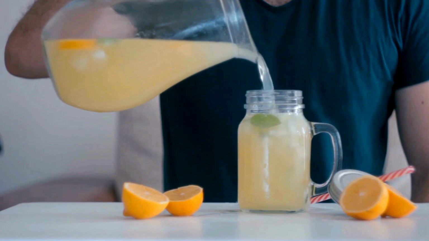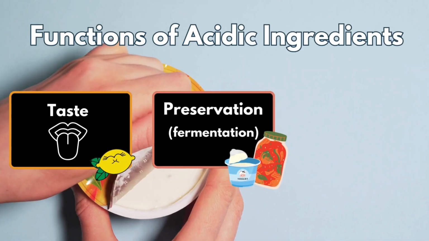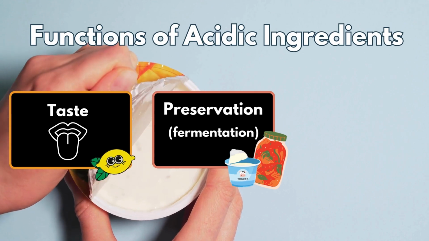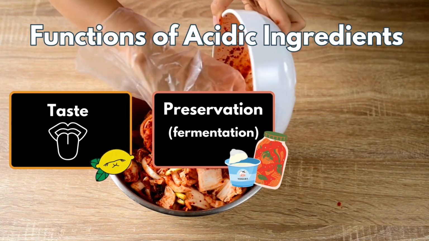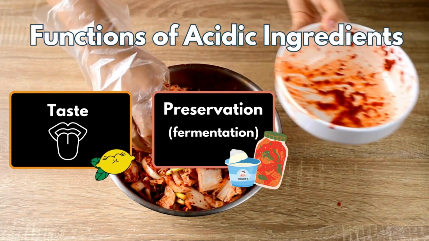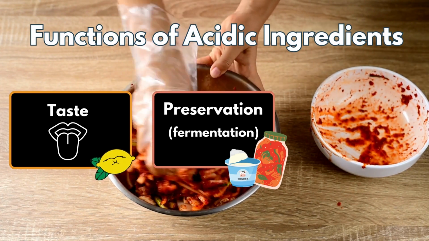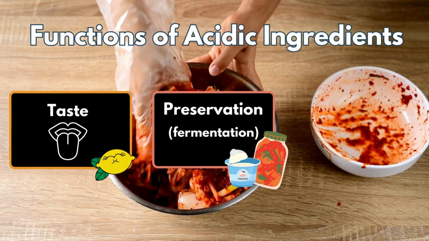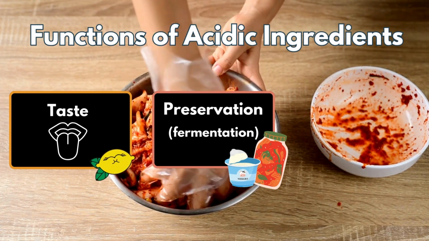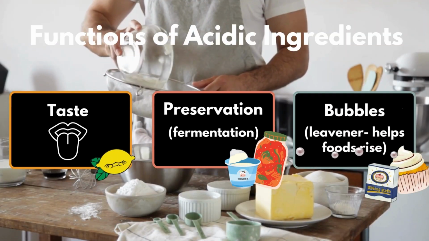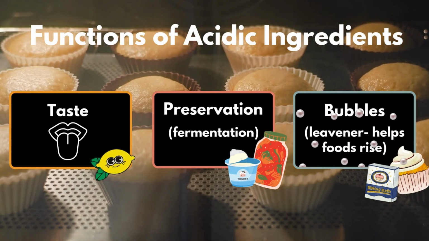In addition to taste, acids have other functions in our foods. One of those is that they can prevent foods from spoiling. We see this particularly in fermented foods like yogurt or kimchi. These foods are naturally acidic due to fermenting microbes that produce acidic molecules that make the food have a low pH, making it hard for other microbes to live in there that might cause spoilage. Additionally, acids react with baking soda to produce bubbles, which causes baked goods to rise and be fluffy.